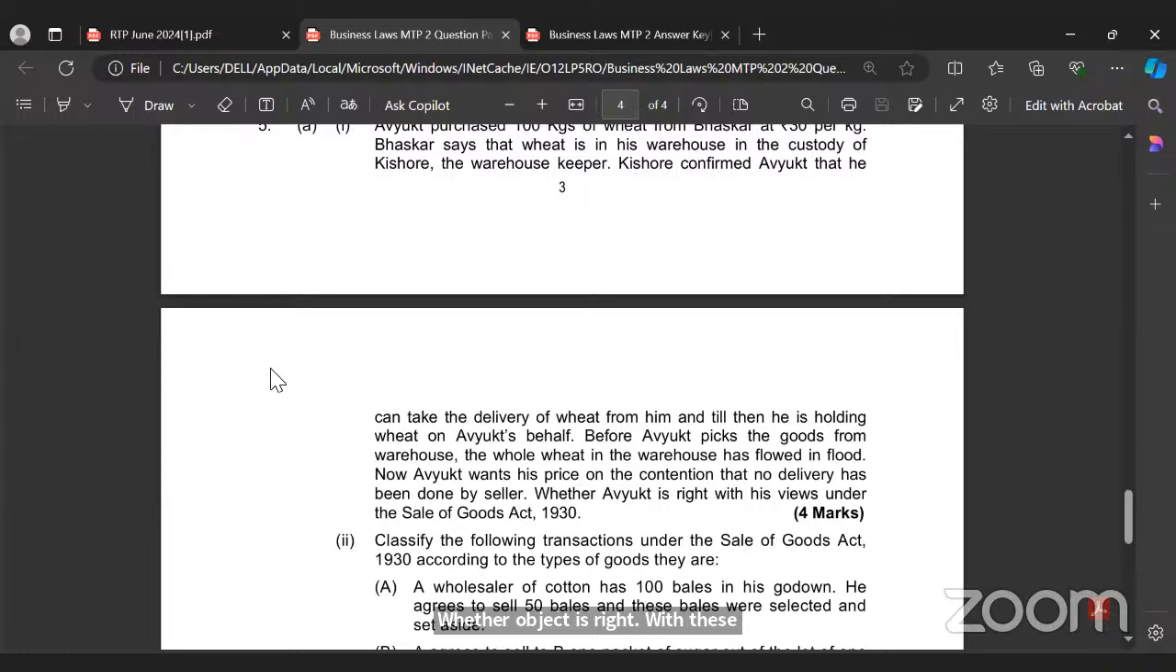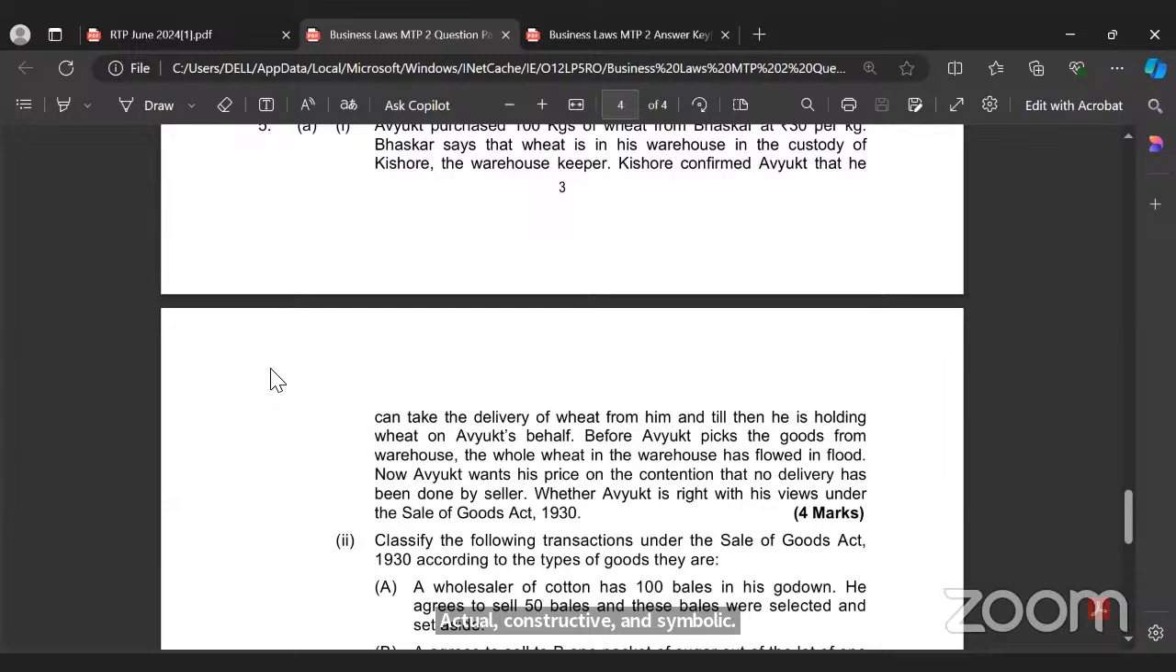What will you write? No, Avyakt is not right. You'll get 4 marks. Or yes, of course, Avyakt is right. How much will they give you? 0. So first you'll have to write the facts of the case. Then you'll give the definition of delivery, voluntary transfer of possession. Then you'll mention 3 types of delivery. What are the 3 types? Actual, constructive, and symbolic. Here there is a constructive delivery.